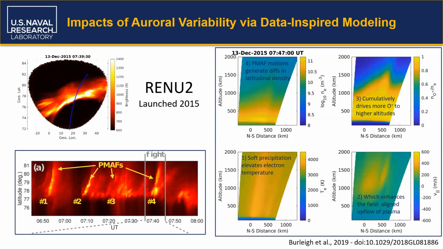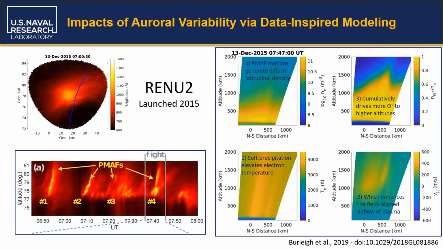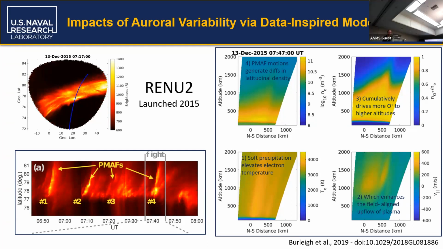The blue line is the trajectory trace of the RENU-2 rocket. If, through the imager's field of view, we trace out along that rocket what the brightness measurements are, we can build up a keogram. And so then that is the figure down on the bottom left. Within the keogram, there are some distinct periods where the aurora brightens and then moves poleward. And this is our poleward moving auroral form.